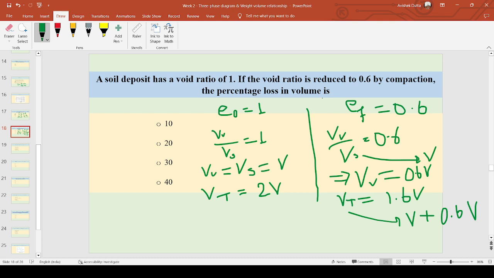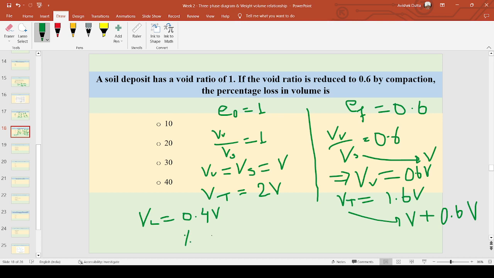Percentage loss in volume means the percentage loss of the entire volume of the soil mass. What is the loss in percentage? Volume loss is initial minus final, 2V minus 1.6V, that is 0.4 V, right? Isn't it? Yes, sir. So percentage loss, if it is in percentage, 40%.